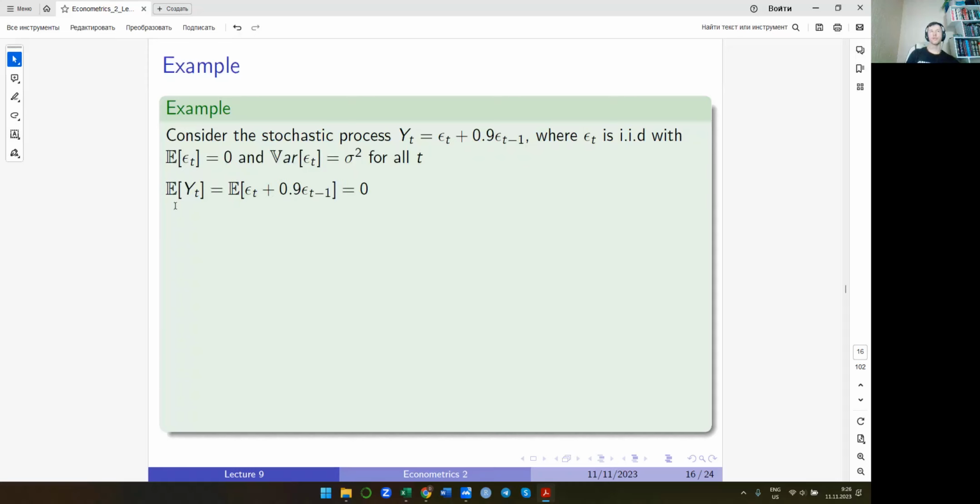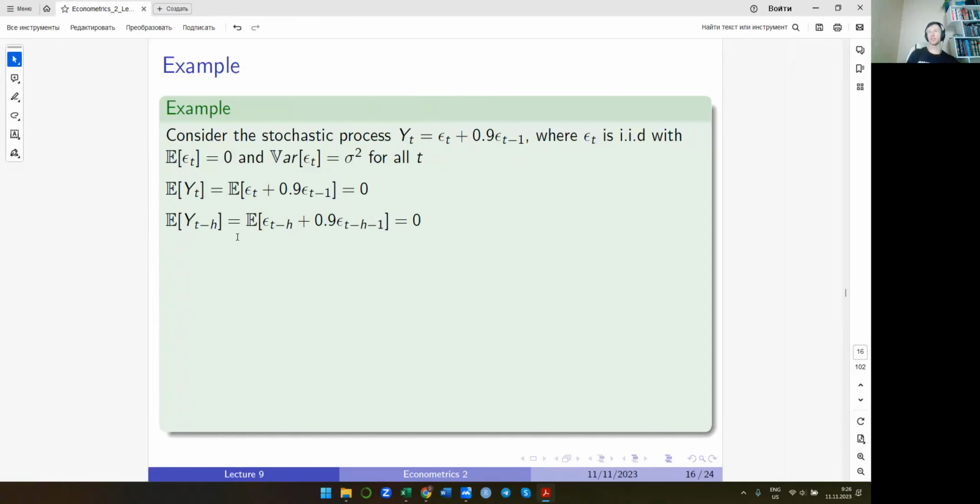So now, what is the expectation of y_t? We compute this as usual. This is an expectation of the following expression. Expectation of epsilon_t is 0. Expectation of 0.9 epsilon_{t-1} is also 0. So the expectation of y_t is 0.